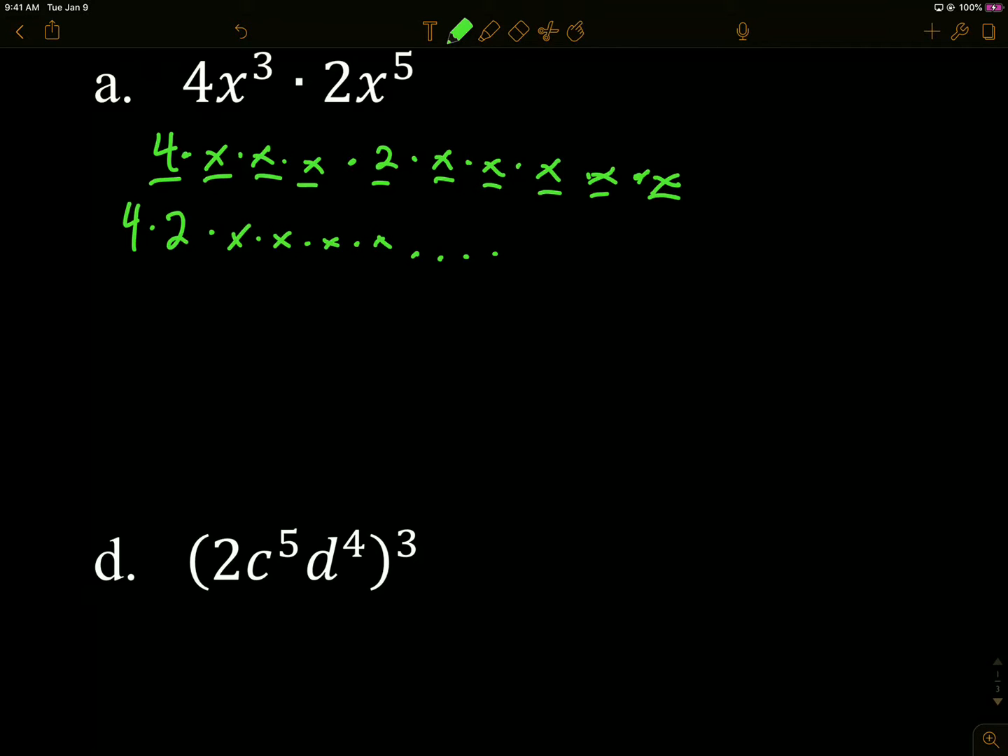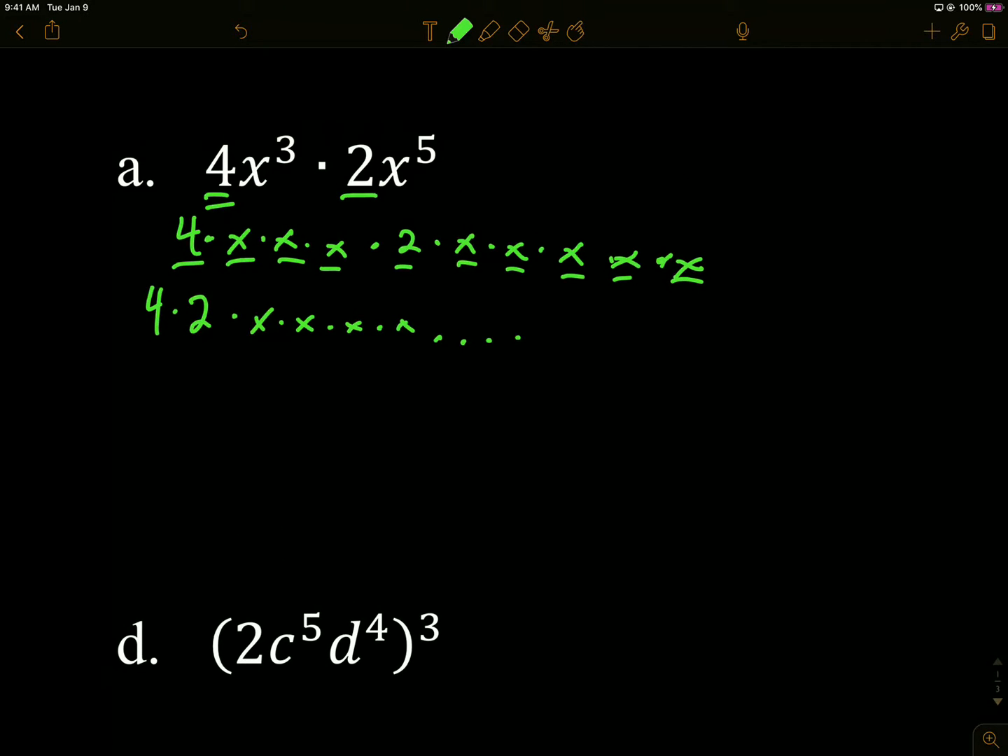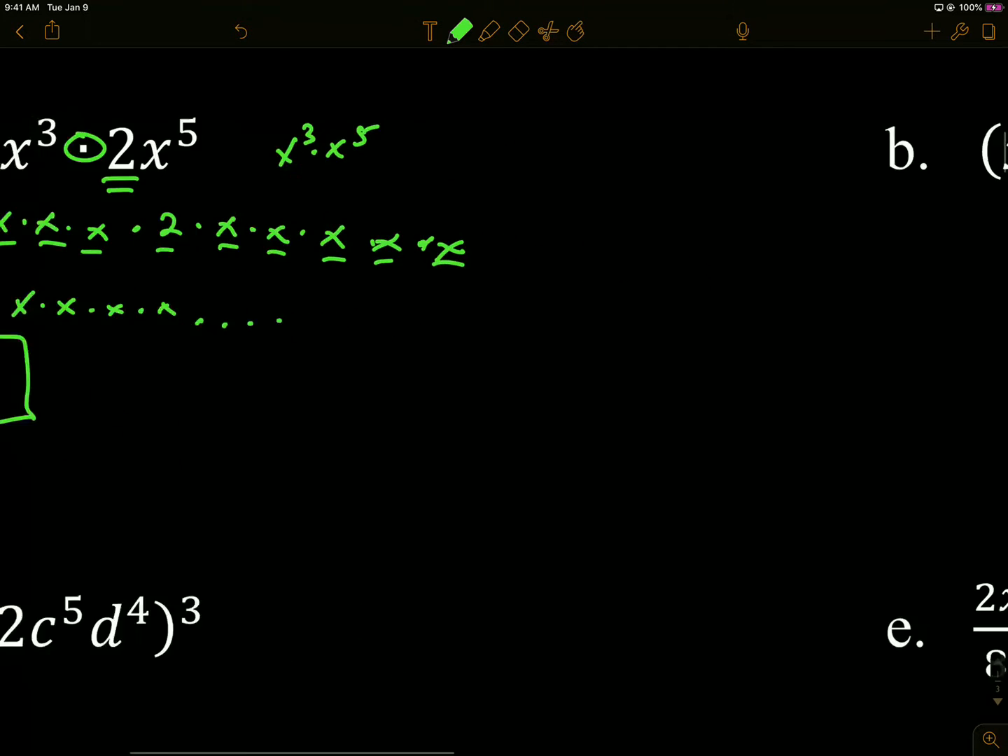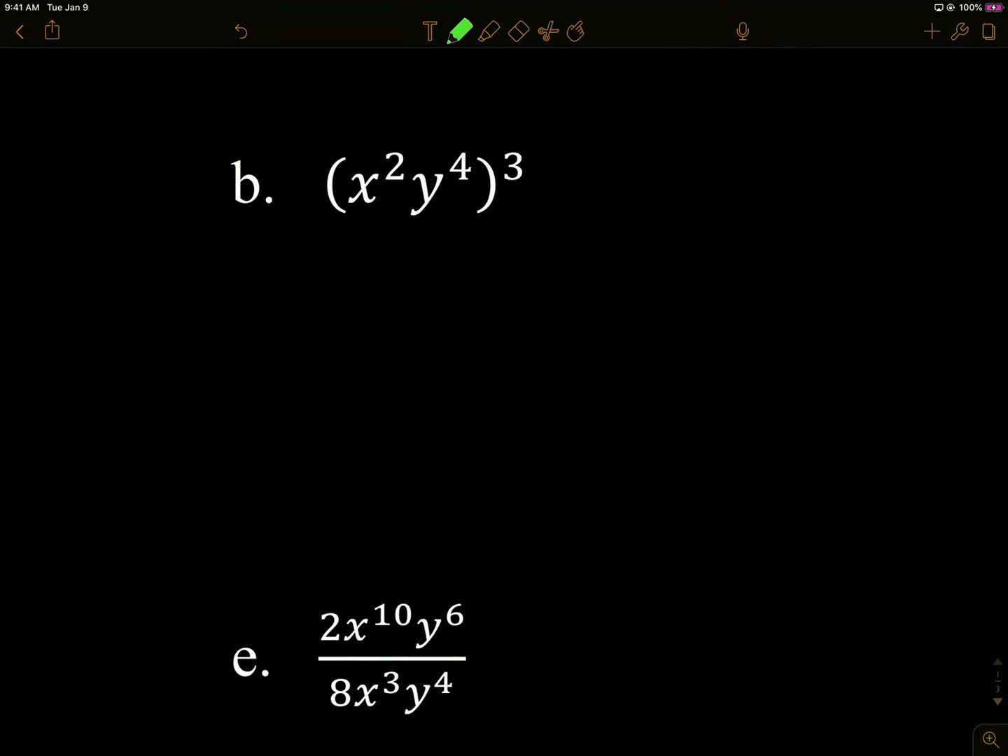You can multiply just the numbers first because you're doing multiplication here. So I do 4 times 2, I get the 8. Now to do x to the third times x to the fifth, we follow the rule of adding the exponents. All right, let's look at B. Again, you don't have to write it out unless you need to. You should think of this as x squared times y to the fourth, three times, because the third means that I'm multiplying that 3 times.